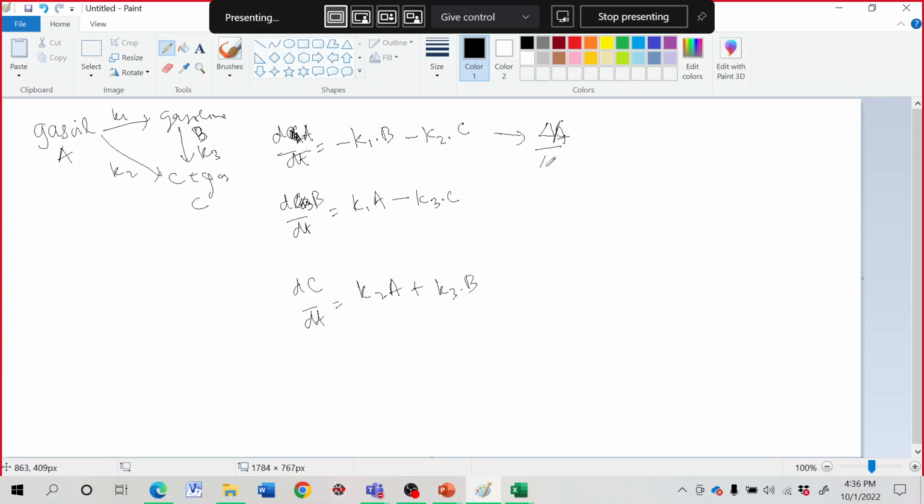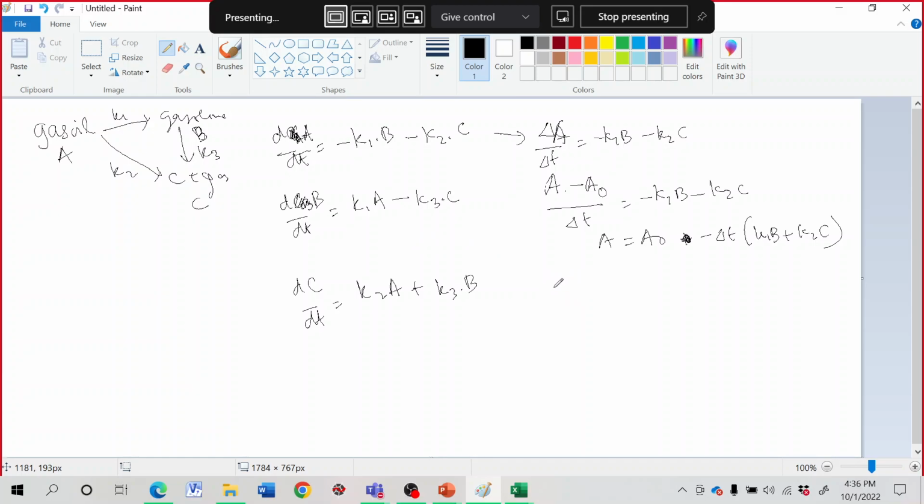For delta A over delta T equals minus K1B minus K2C, and then delta A, you can argue, is A at t minus A at t minus 1, or A0, make it something like that, divided by delta T. And then minus K1B minus K2C, and then A equals A0 minus delta T times (K1B plus K2C).